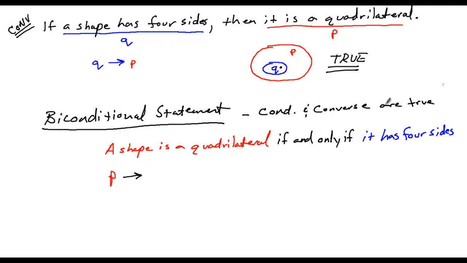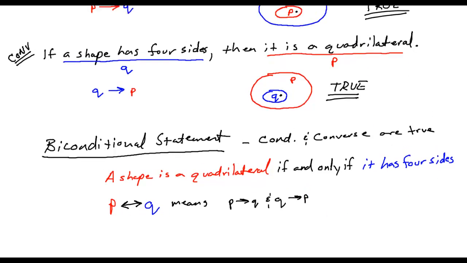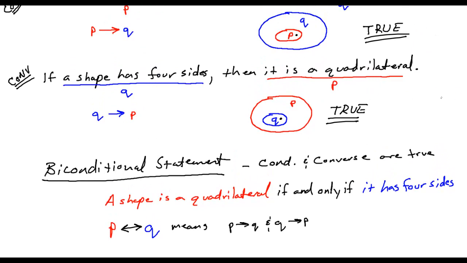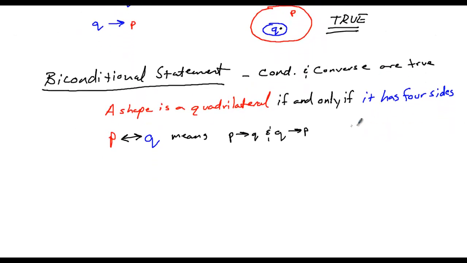Okay, and all that says is that P implies Q, but also Q implies P. We write it like this. This means, I'm just going to write it all in the same color, P implies Q and Q implies P. So this is just a way of writing both of these together. And if the conditional and the converse are true, then the biconditional is true.